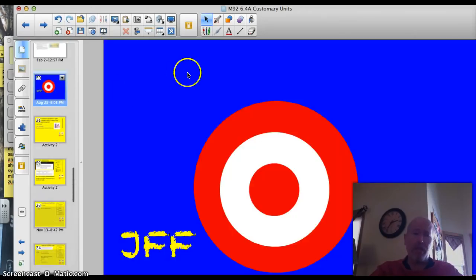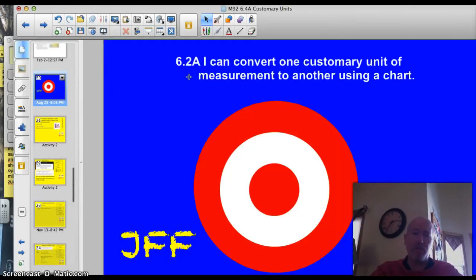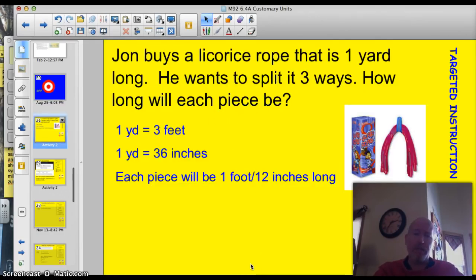Tonight's target officially is 6.28. I can convert one customary unit of measurement to another using a chart. Here's our problem of the day. John buys a licorice rope that's 1 yard long. He wants to split it 3 ways. How long will each piece be?